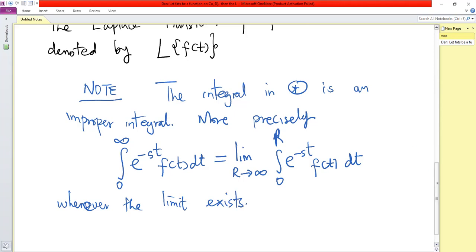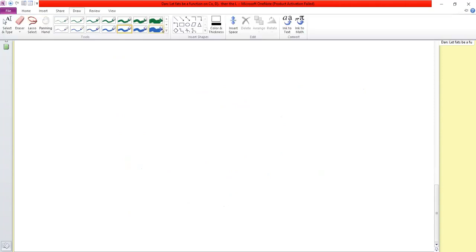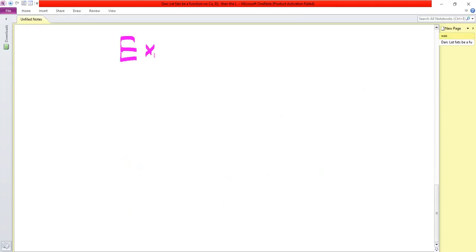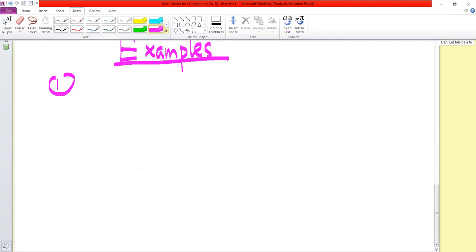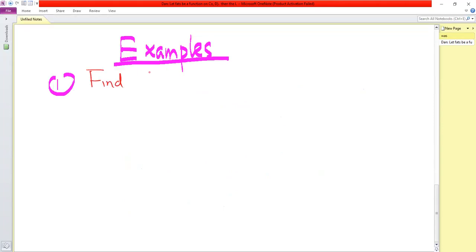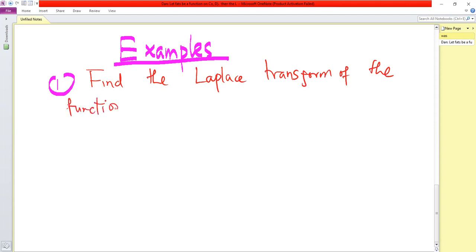So let's demonstrate how to find Laplace transform of some basic functions. Examples. Example 1: find the Laplace transform of the function f of t given by 1 whenever t is a non-negative number. Now, solution.